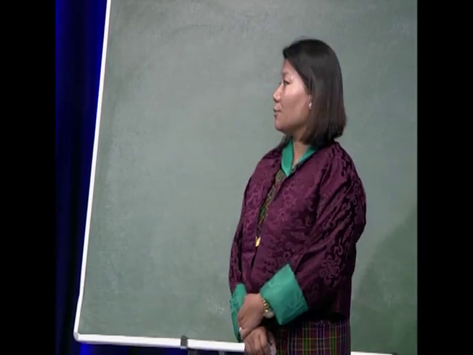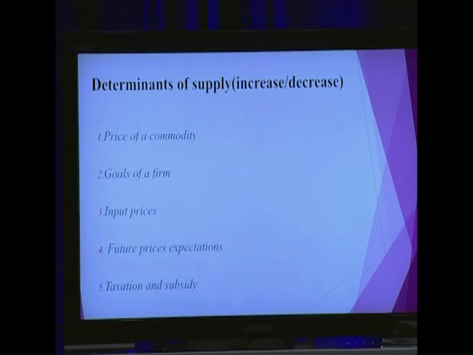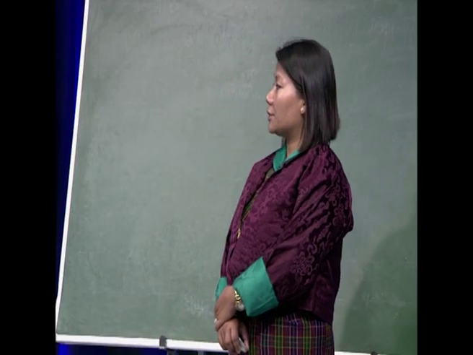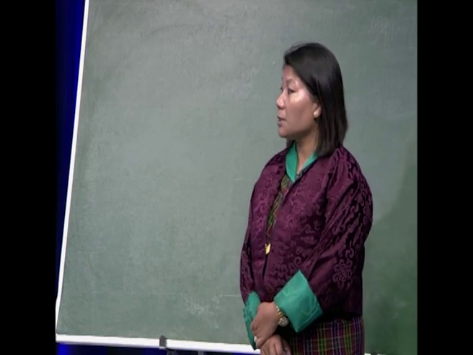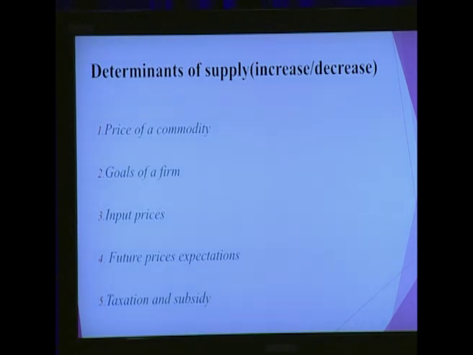All right, let's move further. The first one is price of a commodity. Basically, we're going to be looking at 5 factors, and do not worry, we're going to go through each factor in detail. The first one is price of a commodity, goals of a firm, input prices, future prices expectation, and taxation and subsidy.